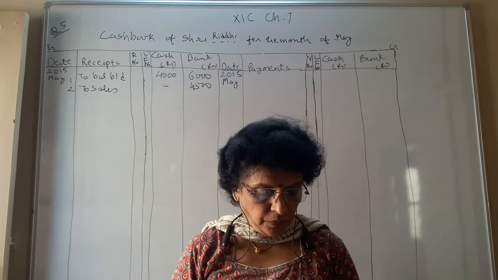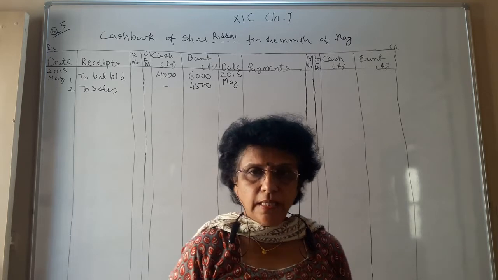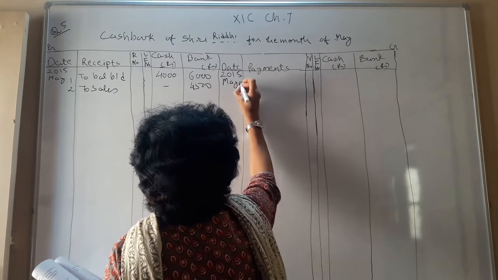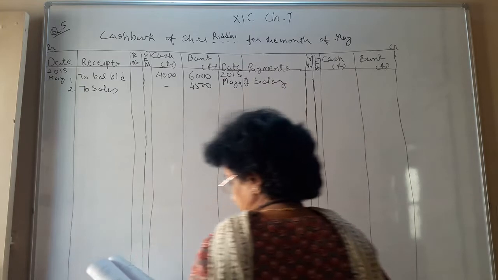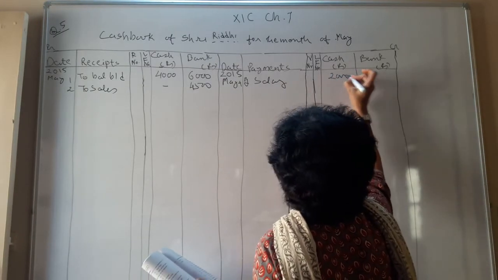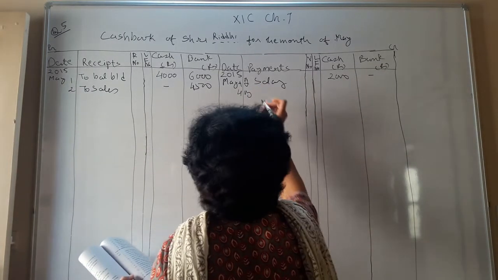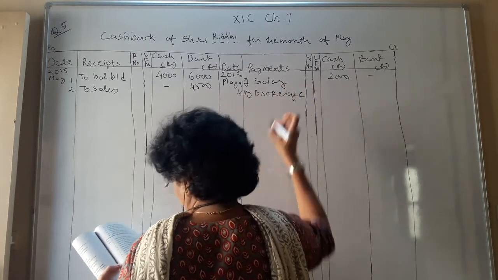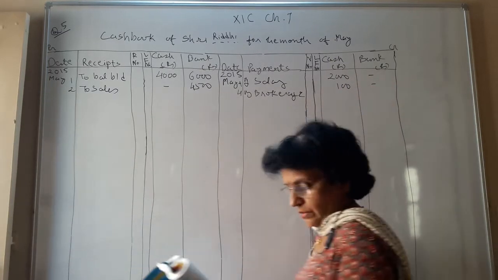On the fourth, 2,000 paid towards salary and 100 paid towards brokerage by cash. So it's a payment. So on the fourth, by salary, that is paid by cash. So 2,000 rupees in the cash column, and then on the same day, by brokerage, amount rupees 100, that also to be recorded in the cash column.